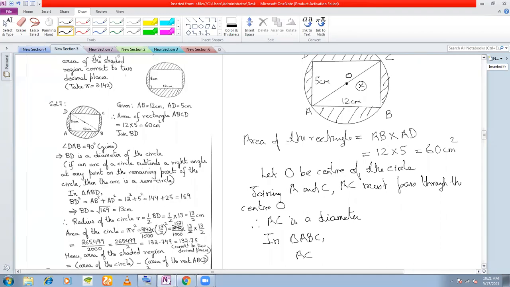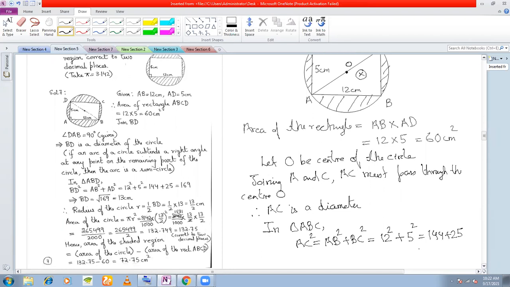AC square is equal to AB square plus BC square. AB square is 12 square, and BC square, because it is a rectangle, opposite sides are equal. Therefore, BC is also equal to 5. So this is 144 plus 25, which is equal to 169.